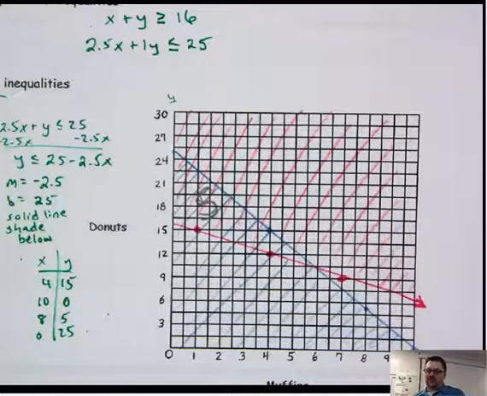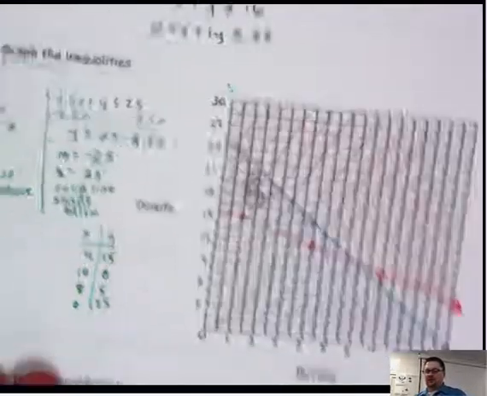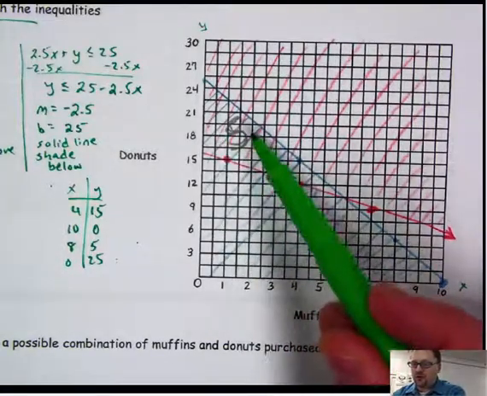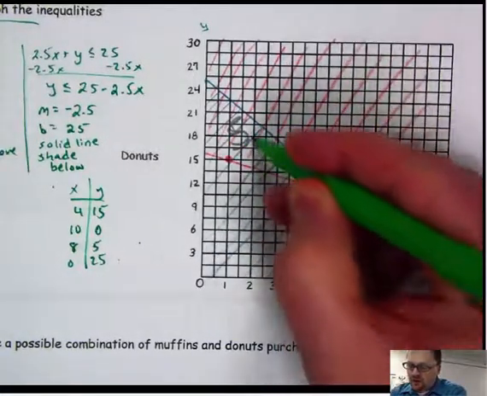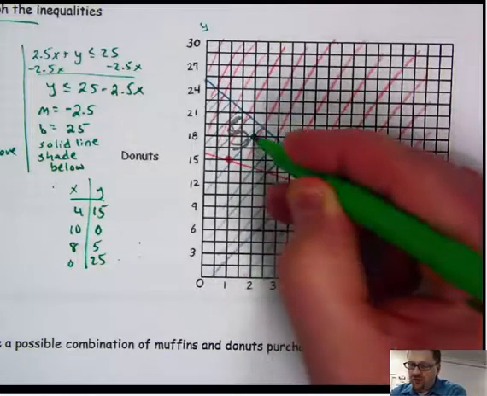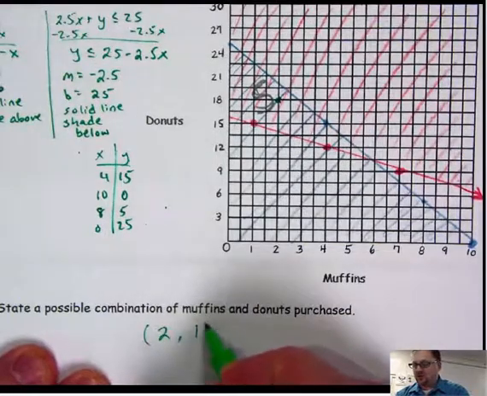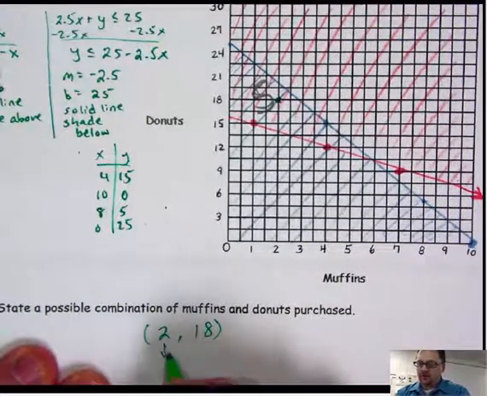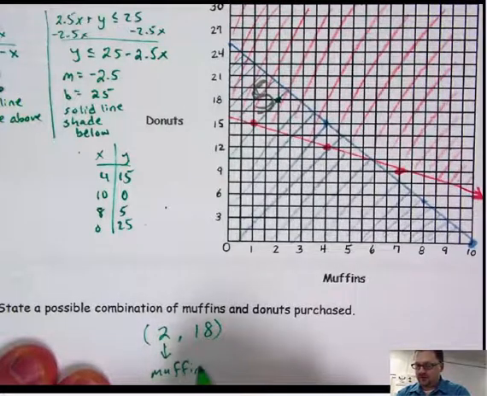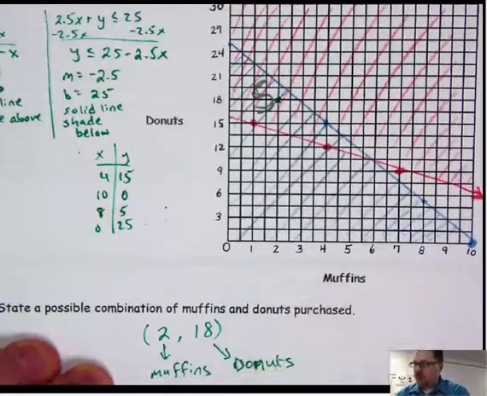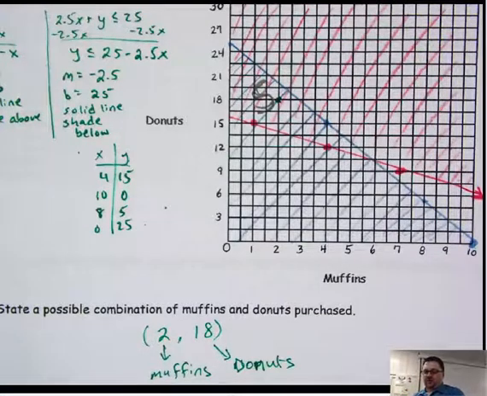So now they ask us to state a possible combination of muffins and donuts purchased. Keep in mind that x is the muffins and y is the donuts. So I'm going to pick any point I want in this area. So for instance, I might pick this point right here, which is the point 2, 18. So a possible combination, if I consider the point 2, 18, the 2 stands for the number of muffins, and the 18 stands for the number of donuts.